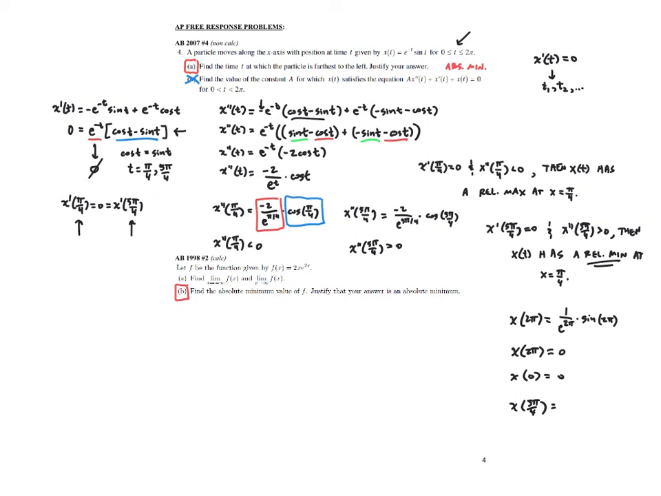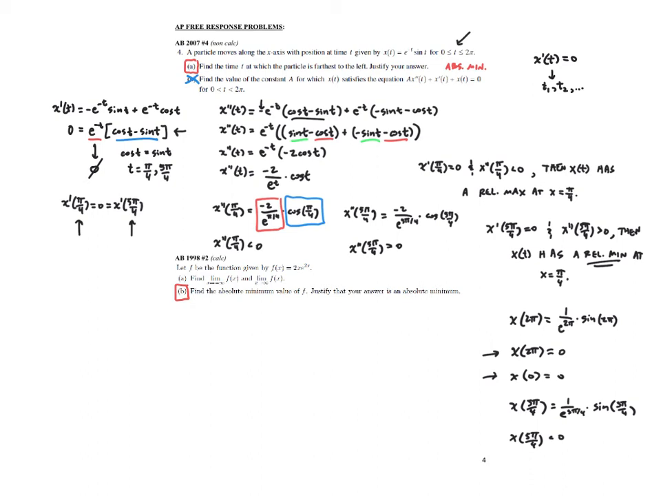x of 5 pi over 4 would be 1 over e to the 5 pi over 4 times the sine of 5 pi over 4. Now, I don't know exactly what this would come out to be, but I do know that it comes out to be less than 0. Therefore, it would be to the left of both of these positions. And since it's already a relative minimum, and I've checked the endpoints as well, I can say that the particle is furthest to the left at time t equals 5 pi over 4.